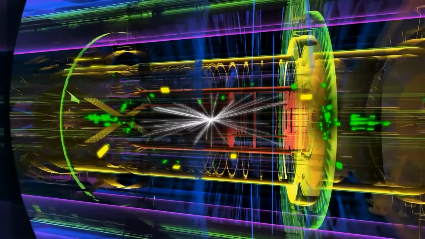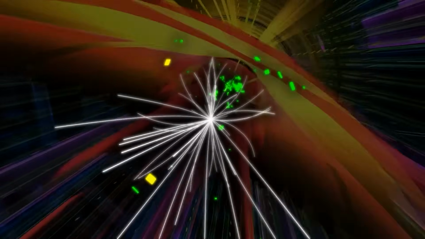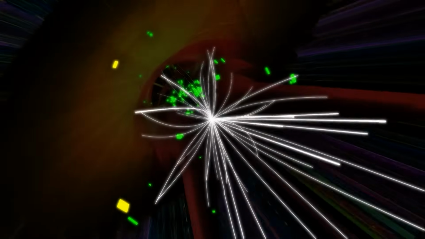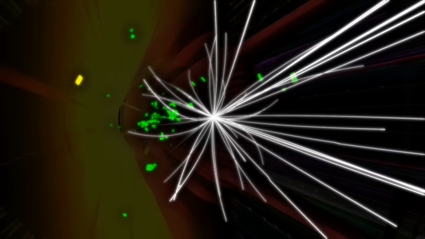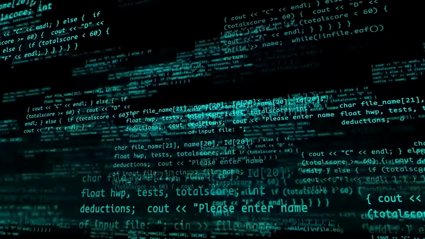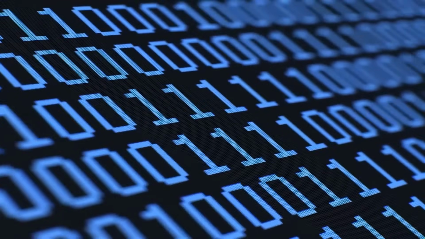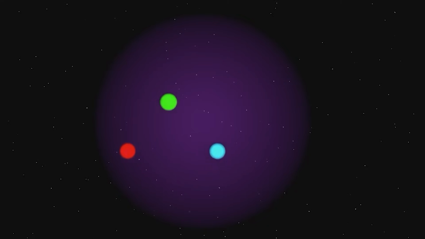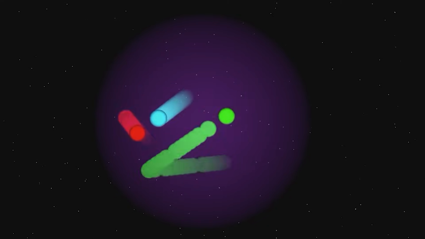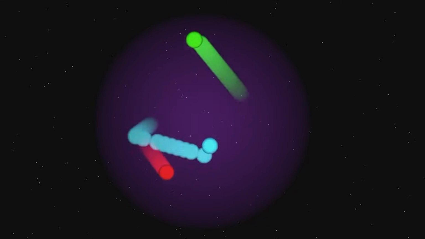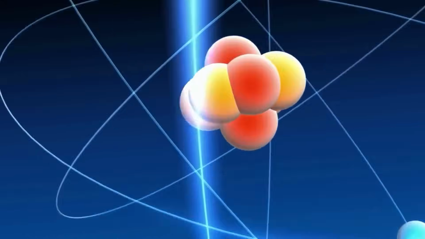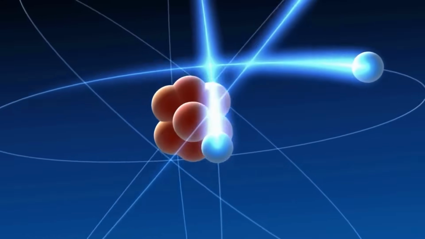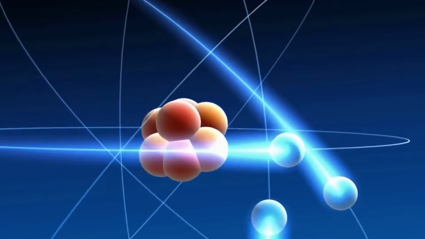Researchers employed advanced statistical techniques and machine learning algorithms to analyze the vast amounts of data generated by these collisions. Machine learning models were used to identify patterns and discrepancies that might indicate the presence of charm quarks within protons. These models were trained on theoretical predictions and experimental data, allowing them to make highly accurate predictions about the behavior of particles in the collisions.